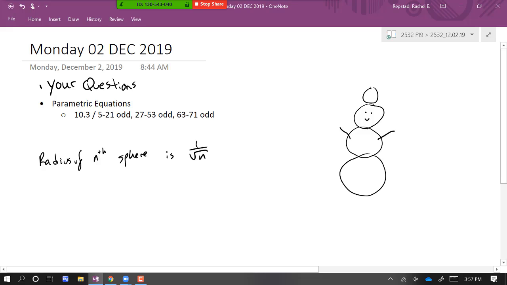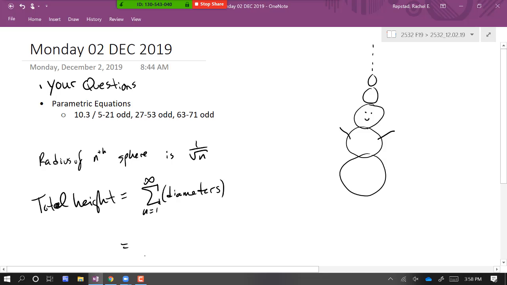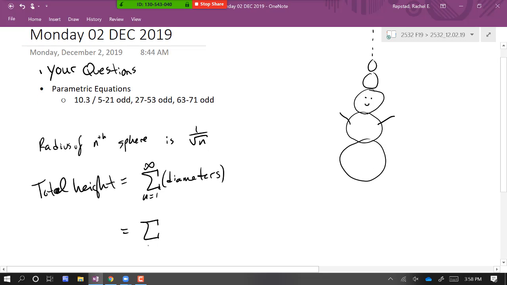So now of course this just keeps going. So the total height is the infinite series where we just add the diameters. And what are the diameters? 2 times 1 over root n. So we want to figure out what happens to that series. And how can we do that?